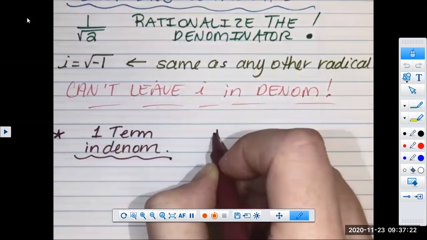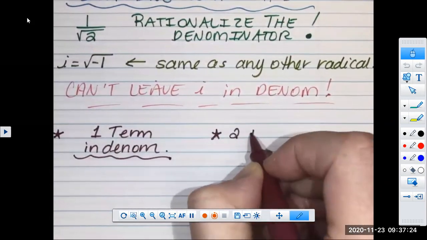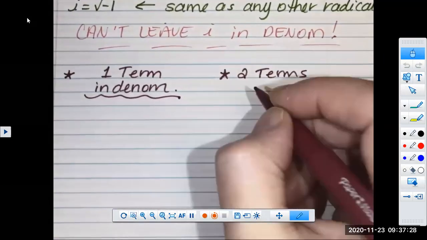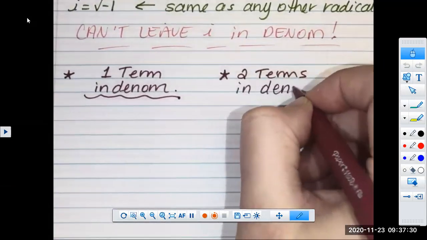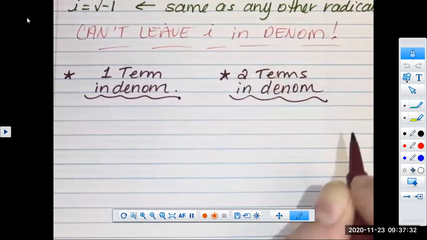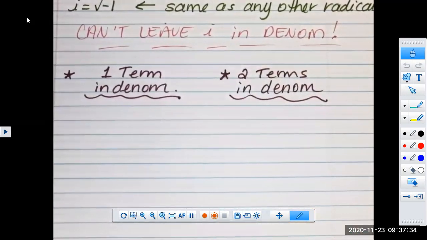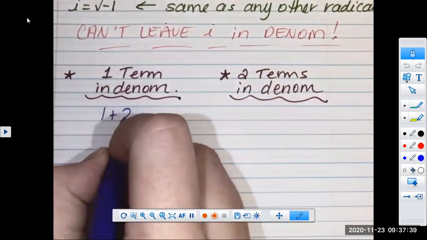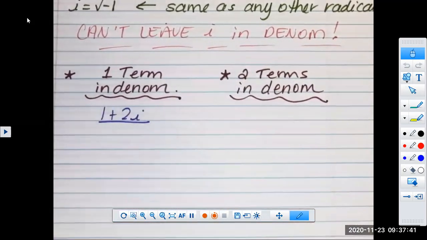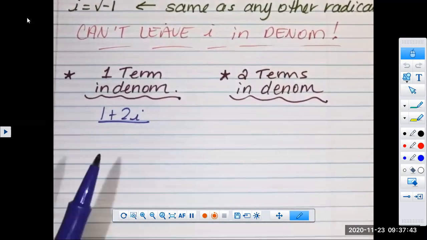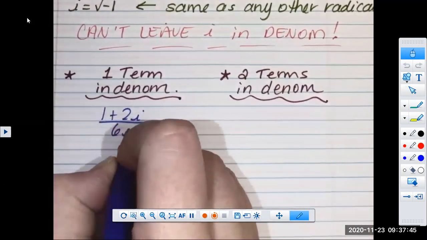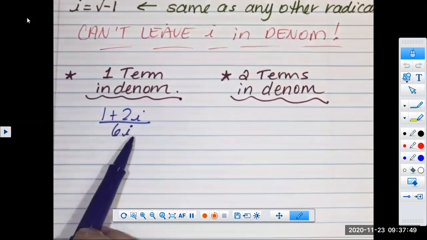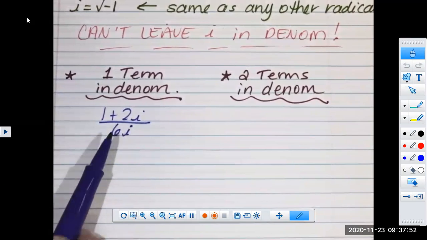The other type of problem is where you may have 2 terms in your denominator. With 1 term in my denominator, once again, I don't care what the top looks like. I can have 1 plus 2i, I can have 2i on the top, I can have a number on the top, it does not matter. If I have only 1 term on the bottom, such as 6i, I don't have anything added or subtracted, but I do have i.